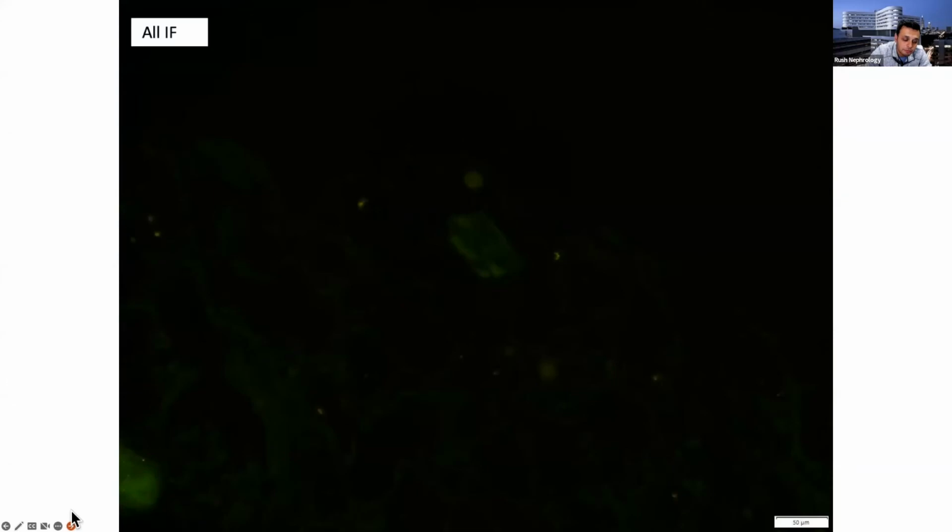Immunofluorescence right here. It's completely negative for all immunoglobulins and kappa and lambda light chains. Okay, I was about to ask what "ALL" was, but that's all.